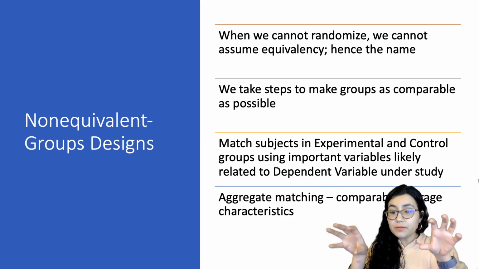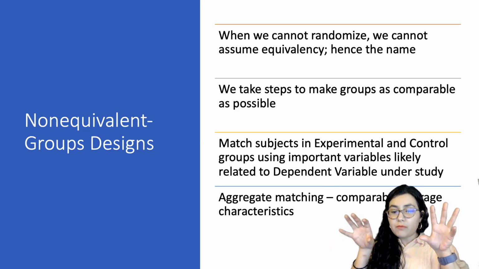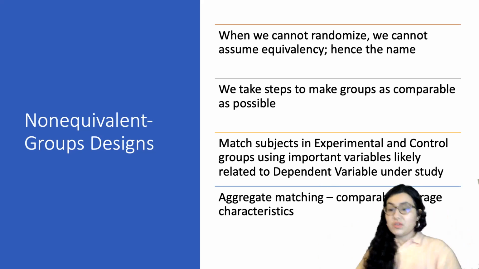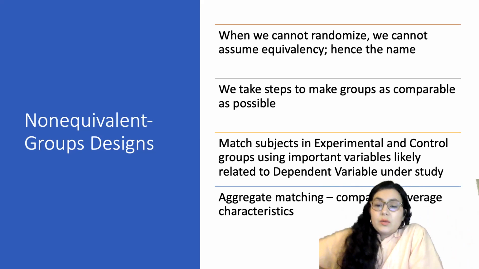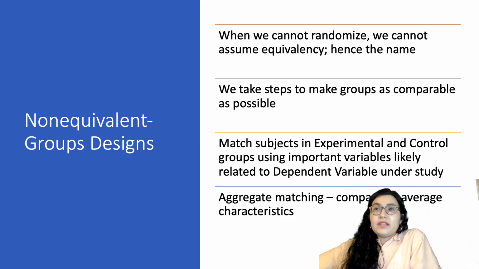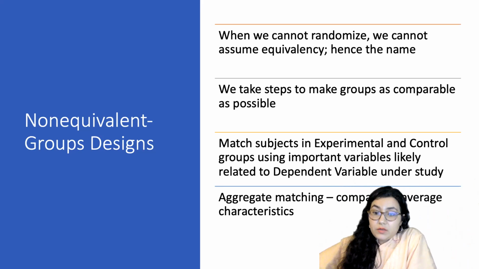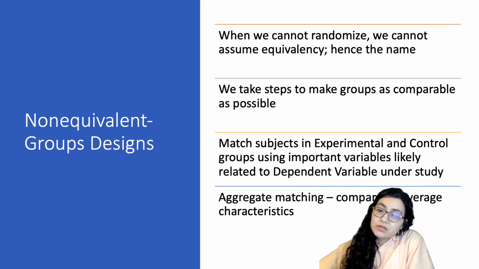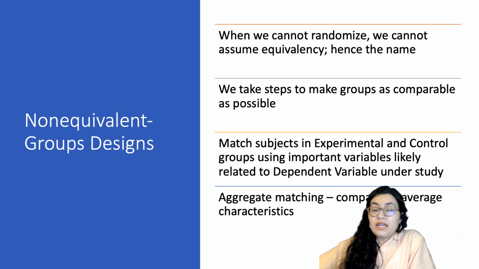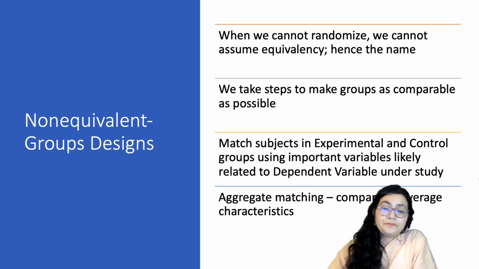So we have similar groups by matching people. Obviously we can't match people exactly, but if we have a big enough sample and enough variables that we can match on, then that ensures that when we do actually implement the intervention on the experimental group, we're reducing any influences that might not be the independent variable, that might not be the intervention.